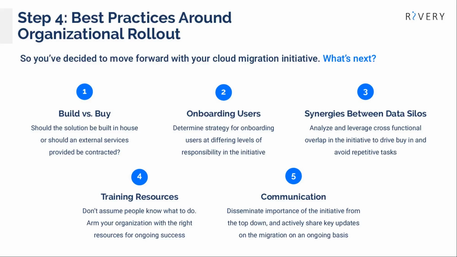Next up, training resources. It's really important to arm your organization with the resources and collateral that describe key tenets for ongoing success. This becomes especially important if people leave your organization or join your organization during the migration project. So don't assume that people know what to do. And then lastly, communication. There should be top-down support and communication of that support for the migration initiative. It's important to continually update on the status of the migration over its life cycle to ensure organizational alignment and proper support in that direction.